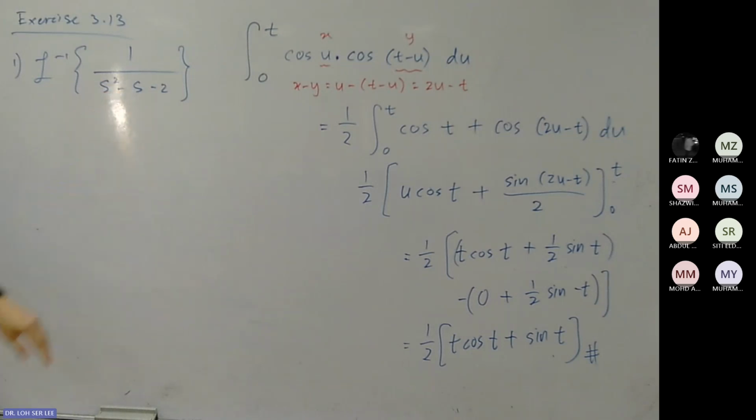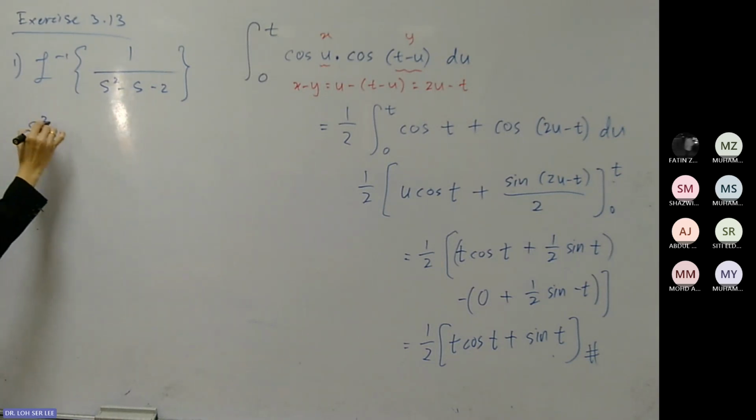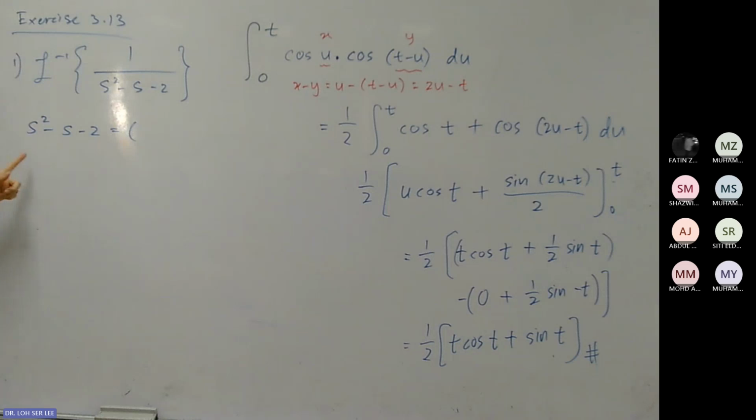So this one, you have to use completing the square, because this is a quadratic function. So s squared minus s minus 2. Complete the square. So what do you get?